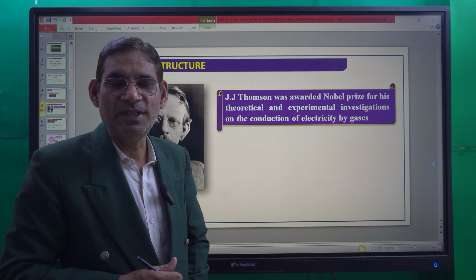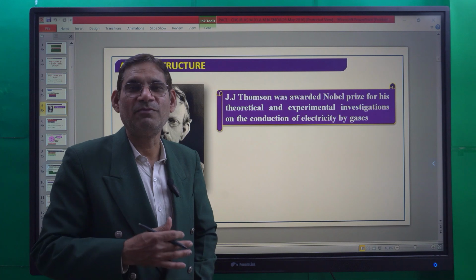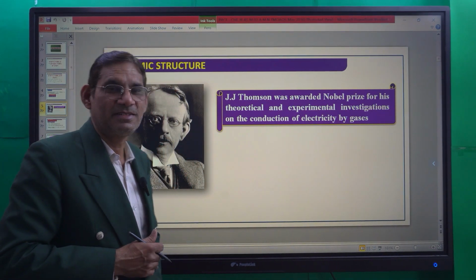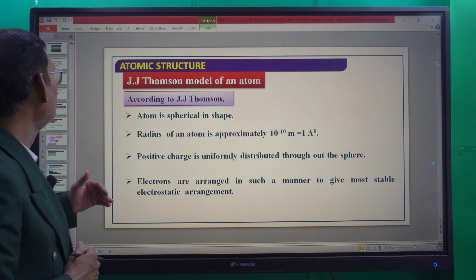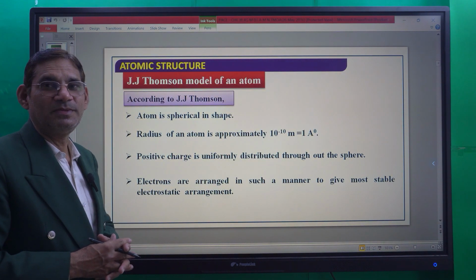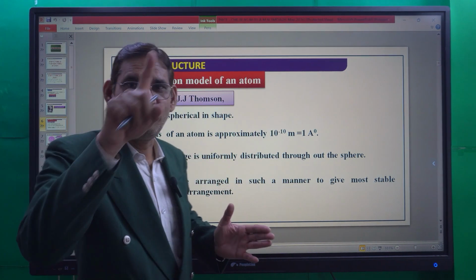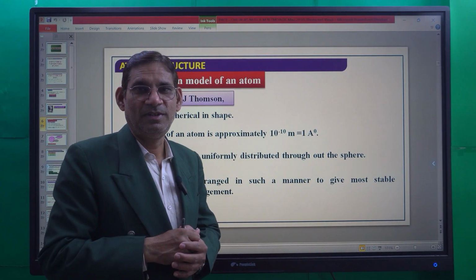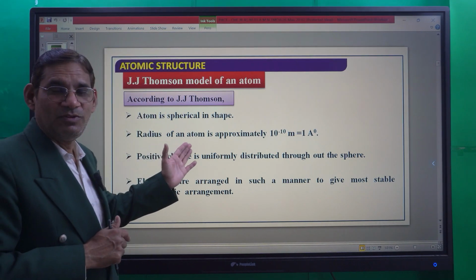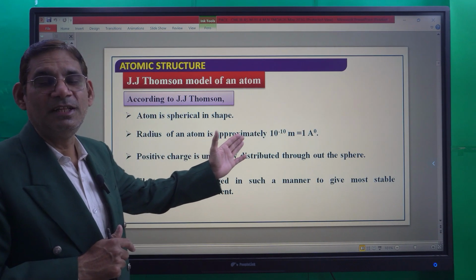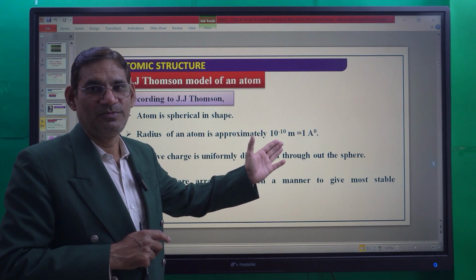As I told you yesterday in the previous lesson, usually gases do not conduct electricity, but if we provide certain special conditions, then gases can also conduct electricity. Now see, according to J.J. Thomson's atomic model, the atom is spherical in shape. The atom is round in shape, like a ball. And the radius of the atom is approximately 10 to the power minus 10 meter, that is equal to 1 angstrom.